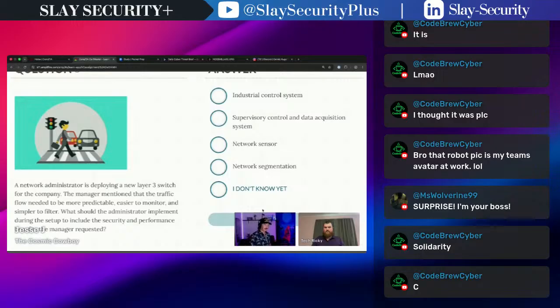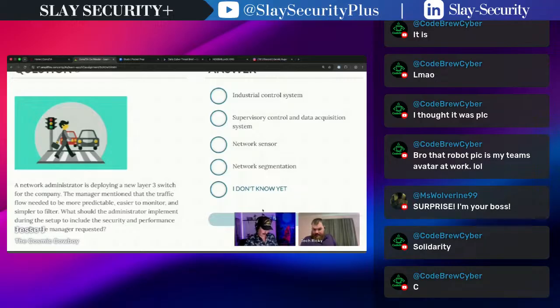Okay. Do you want my answer? Yeah, what are you going with? I'm going with network segmentation. You are? Yes. Because of the VLAN on a layer 3 switch? Yeah, because it's more predictable. Let's just say printers. If you have 5 printers on a single subnet, in a different IP scheme, you can quickly filter that in logs or in Wireshark or whatever you need to filter it in.